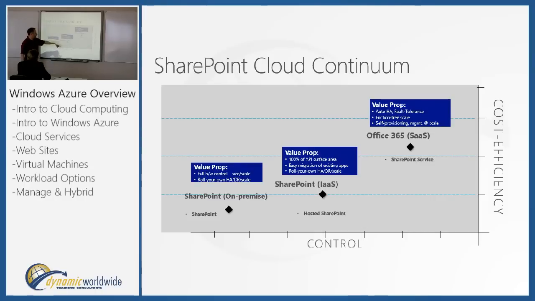Down here, SharePoint Infrastructure as a Service, 100% of API surface area is available to you. Easy migration of existing apps within your SharePoint solution into the cloud. Roll your own high availability, disaster recovery, scaling, all that wonderful stuff. Okay? Down here, SharePoint on-premises. I now have full control to size and scale. Actually, control is a wonderful thing except for the fact that you have to do something now. I'm not a big fan of work. I kind of like not having to work. And so I kind of have a tendency to start leaning up towards this direction over here.